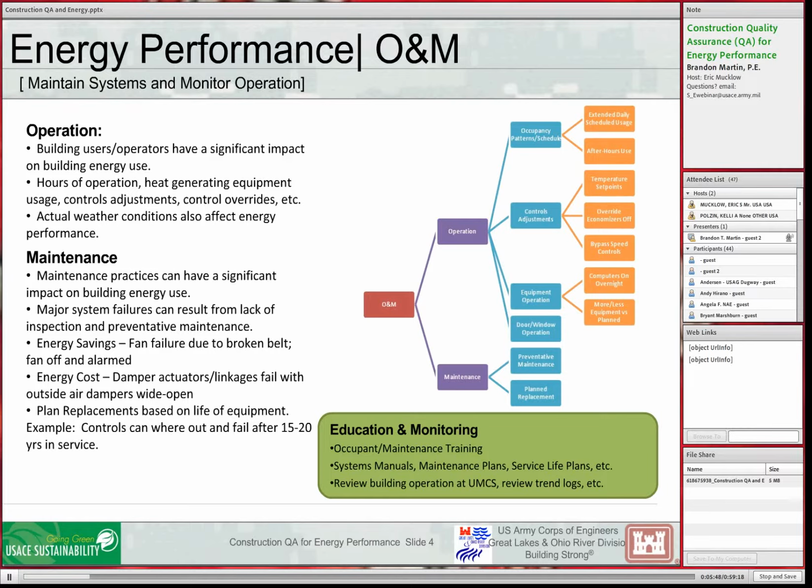How do they correct problems when they arise? How do they correct the control systems? Do they bypass controls and have the system running in an inefficient manner unnecessarily? Those things can happen. Maintenance has a big impact. If they're not maintaining the equipment, you could actually have energy savings if a fan belt breaks and the fan's not running.